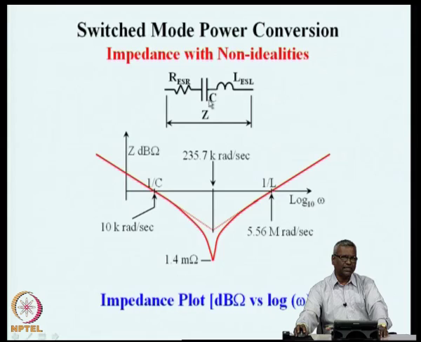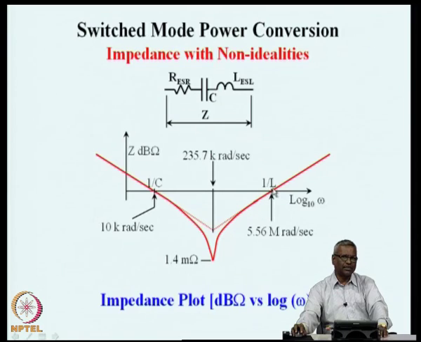And in this particular case, C is 100 microfarad. So, 1 by C is 10 kiloradian per second. So, at an angular frequency of 10 kiloradian per second, this capacitance has an impedance of 1 ohm. And on the other hand, when you go to very high frequency, this behaves like an inductance, and this capacitance being a short and this RESL being a very small 1.4 milliohm, this behaves like an inductor, and you see that the high frequency impedance is increasing with frequency with plus 20 dB per decade.